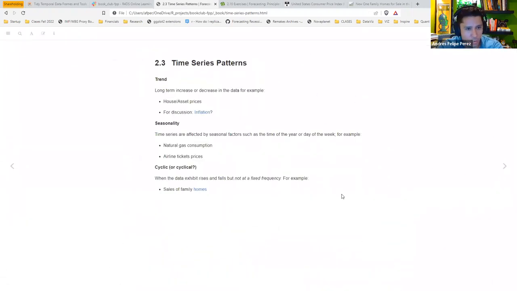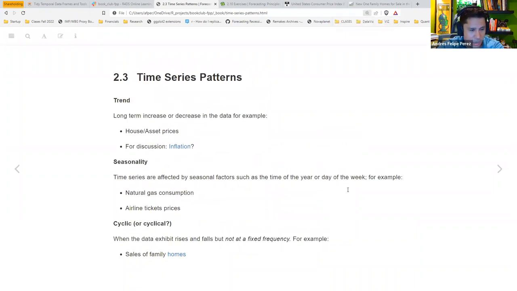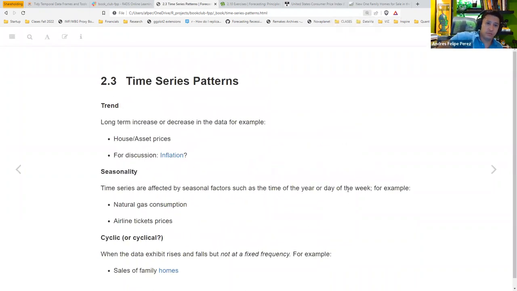All right, so like I mentioned, patterns. The book talks about three types of patterns. So we have your trend, which is your long-term increase or decrease in the data. I thought of two examples that we can discuss. We can look at house prices over time, or we can look at asset prices over time.